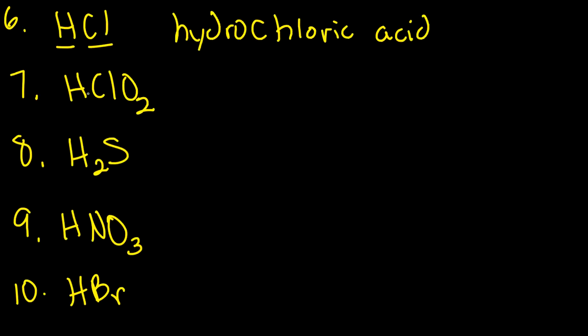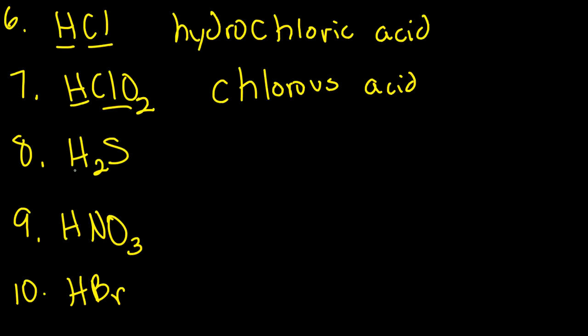Next up, HClO2. Hydrogen in the front, polyatomic behind it. It's a ternary acid. Ternary acids, we don't name hydro. We base it off the polyatomic name. ClO2 is chlorite. So chlorite changes to chlorous. So this is chlorous acid.